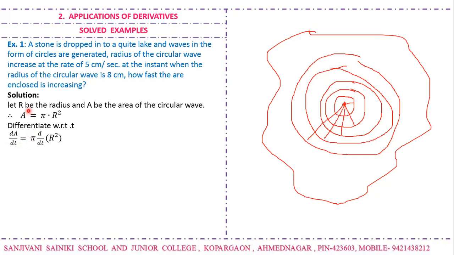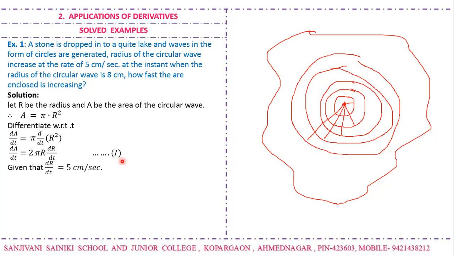Now dA by dt is equal to, now here there is a t. Is there any t? No. Pi r square doesn't contain any t. So firstly, we have to differentiate this with respect to r and then r with respect to t. This is our equation number 1.